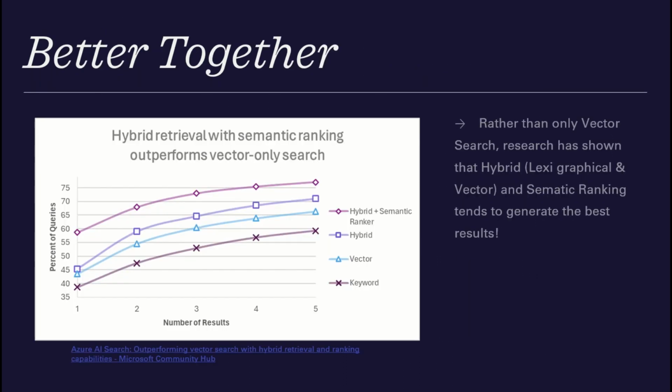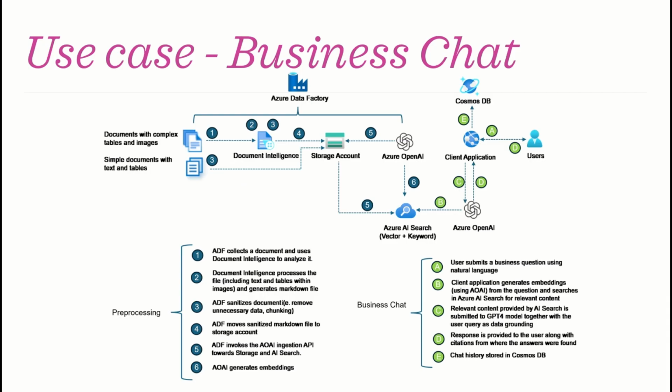Research has shown that using a hybrid approach, combining both lexical and vector search, along with semantic ranking, tends to generate the best results. This means by using both methods together, we can achieve more accurate and relevant search results. So let's take a look at a real-world example. We can see how vector search and semantic re-ranking can be used in a real-world scenario.